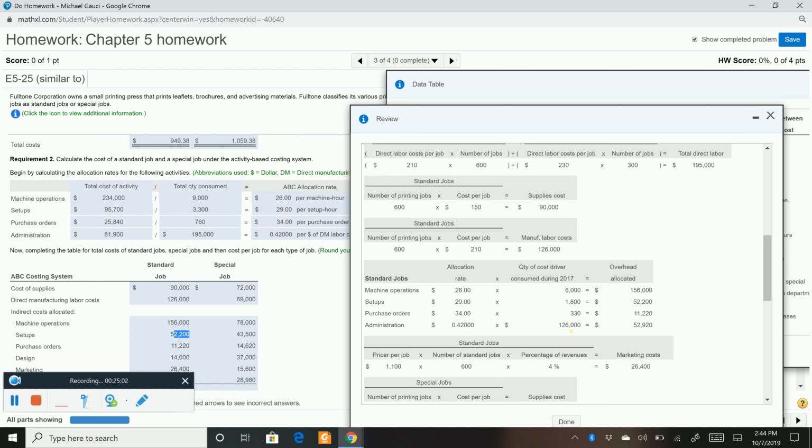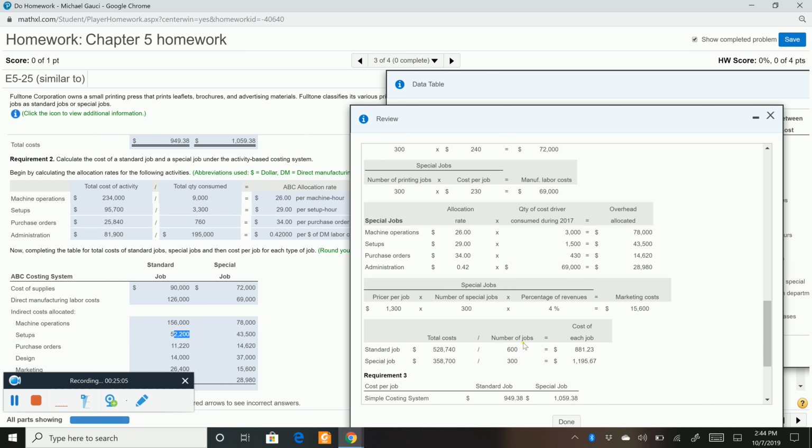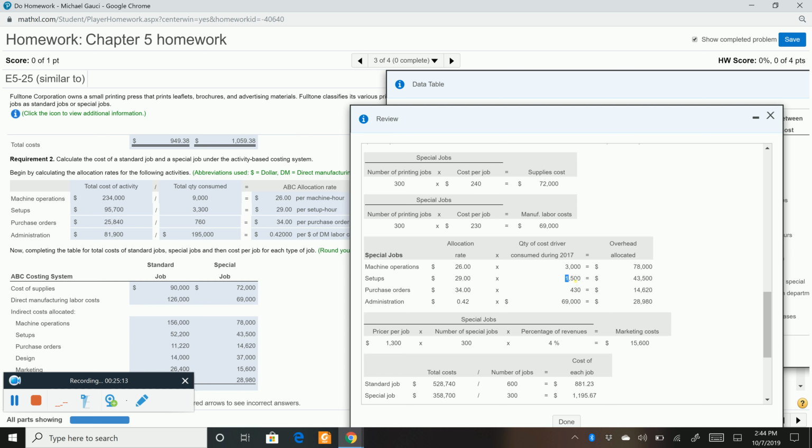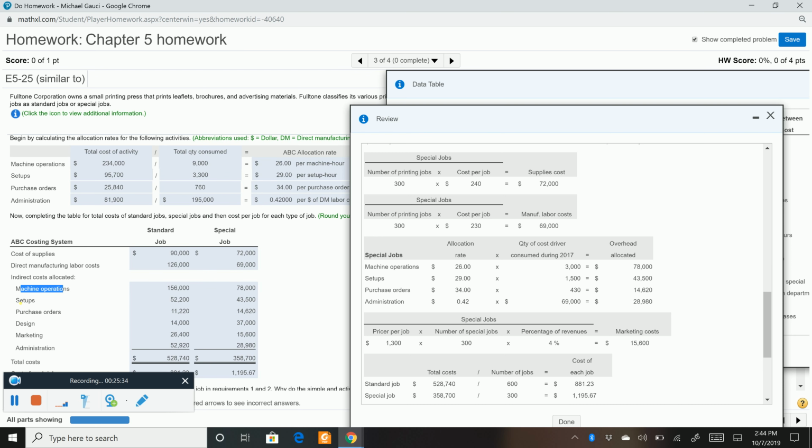And for the special jobs, there's our $29 per setup hour. We said that there were 300 jobs that took 5 setup hours, or a total of 1,500 setup hours. That's a total of $43,500 that we will allocate to the special job. Okay, so we're done with machine operations. We're done with setups. Now let's allocate our costs using the ABC costing system.